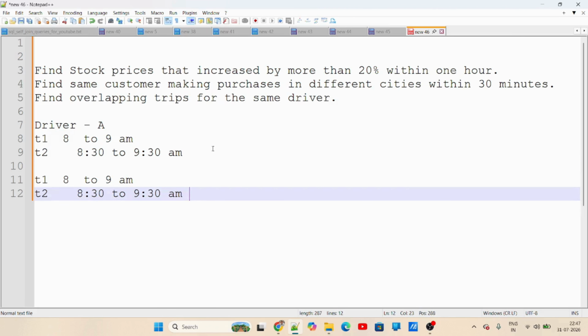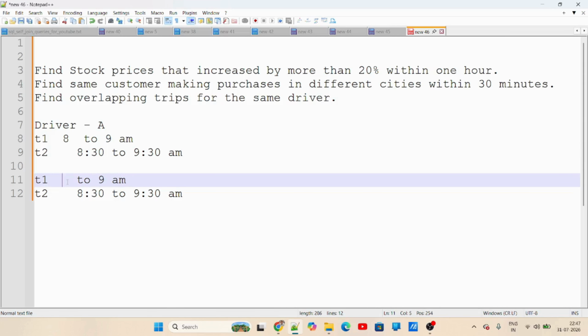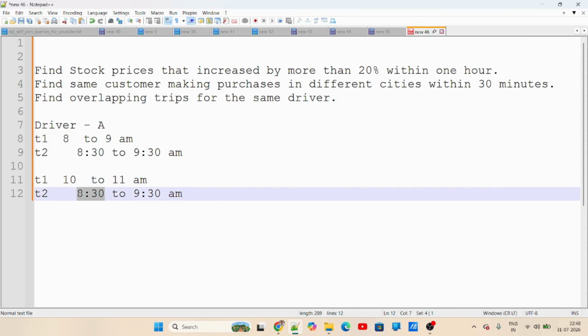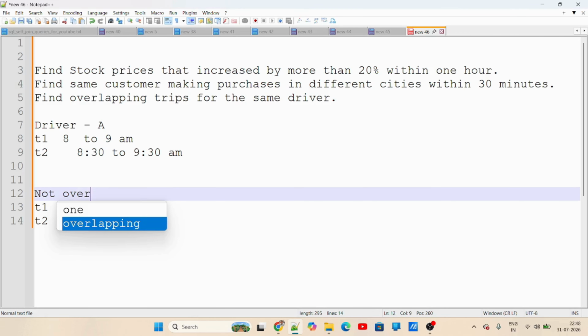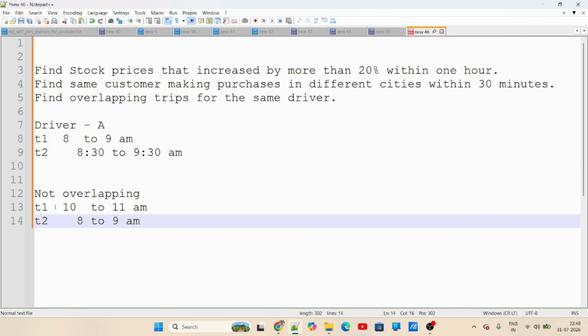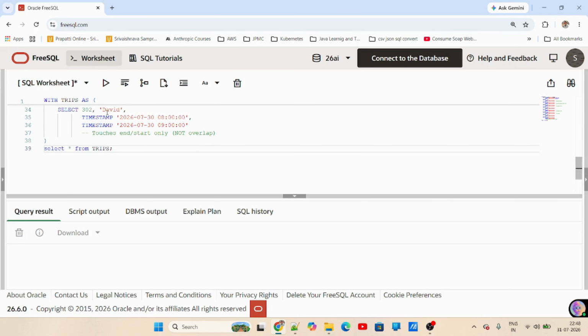And then there could be like other conditions also. Like we can have trip 1 from 9 to, or you could say 10 to 11. Let's take 10 to 11. And say trip 2 is 8 to 9. So this is not overlapping, okay? Just keep this in mind. Here the trip is not overlapping, 8 to 9 and then 10 to 11. So this is not overlapping. Let's start. Now we have this data here.